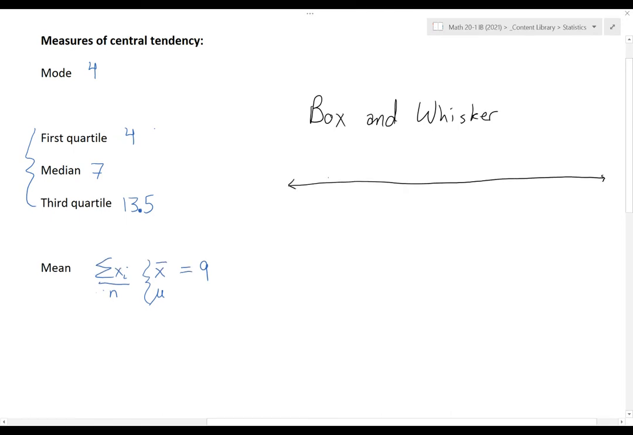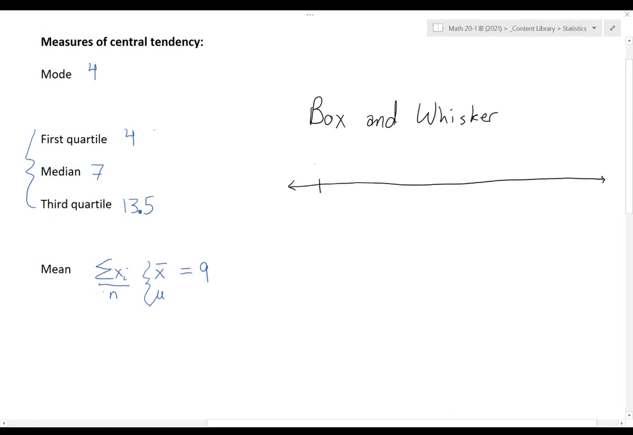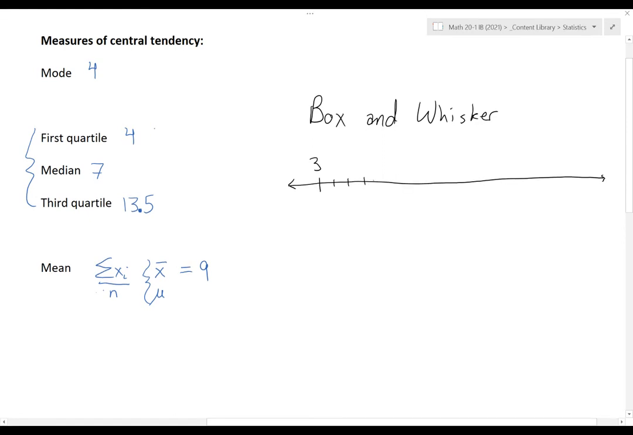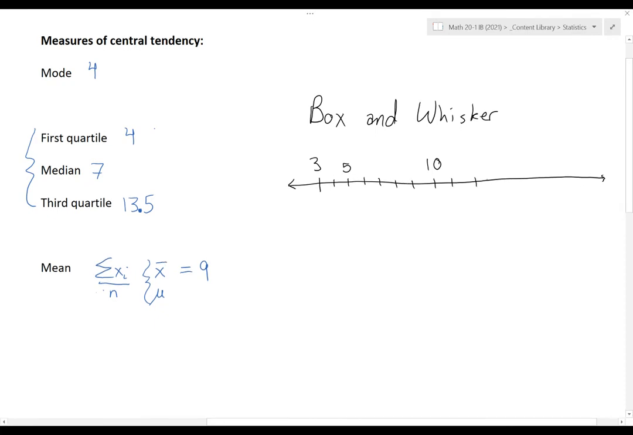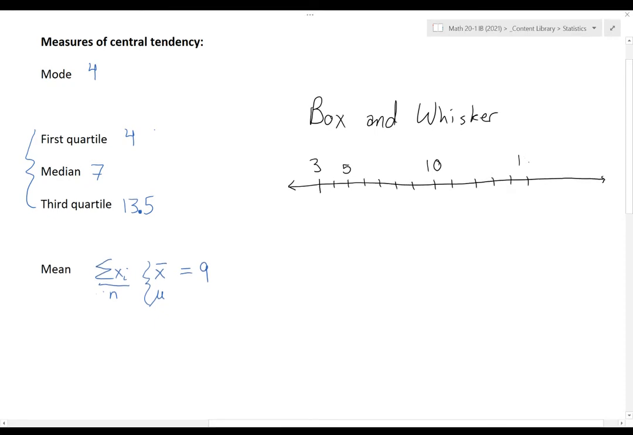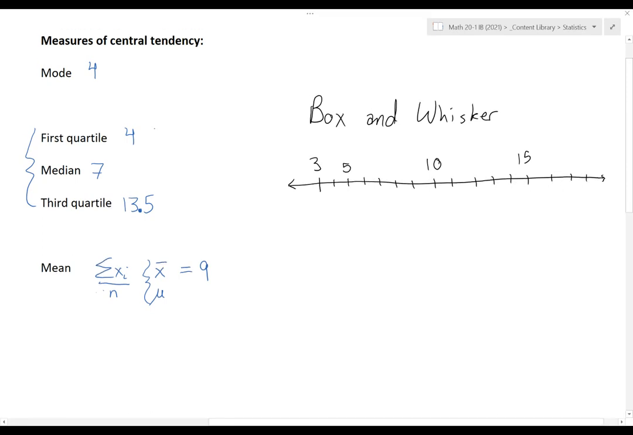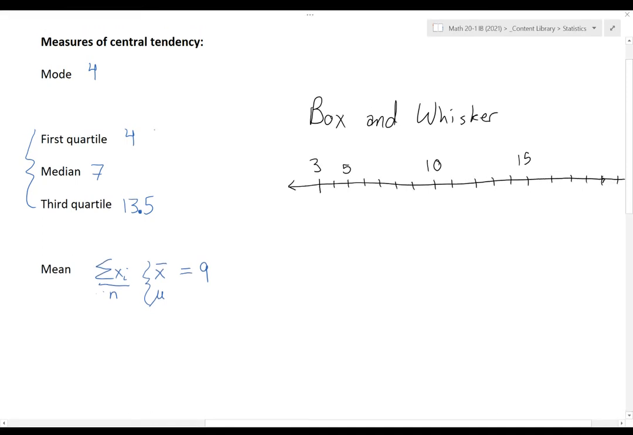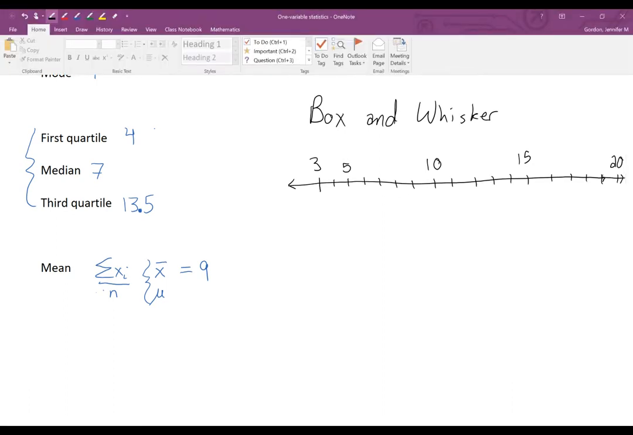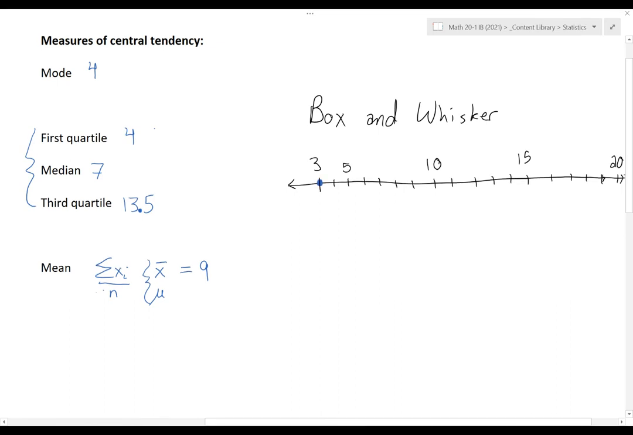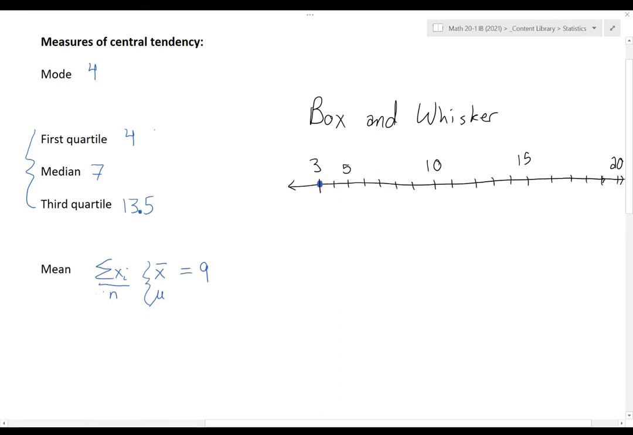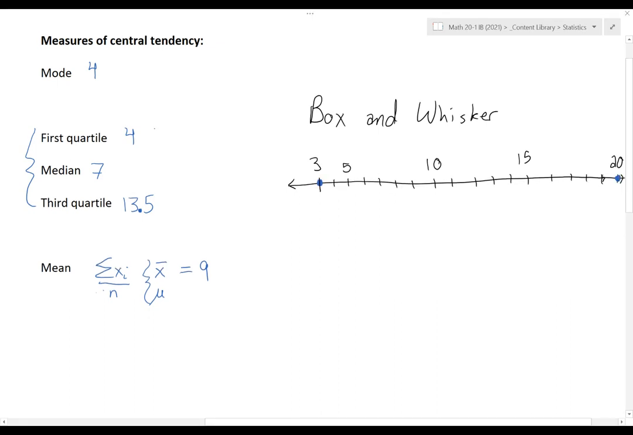And on that number line, we need our minimum value, which in this case was 3. So I'm going to go to 10, 11, 12, 13, 14, 15, 16, 17, 18, 19, 20, because 20 was our highest value. So on the box and whisker plot, we mark our minimum and our maximum values. We are also going to find what are called outliers, but we'll do that in a moment.